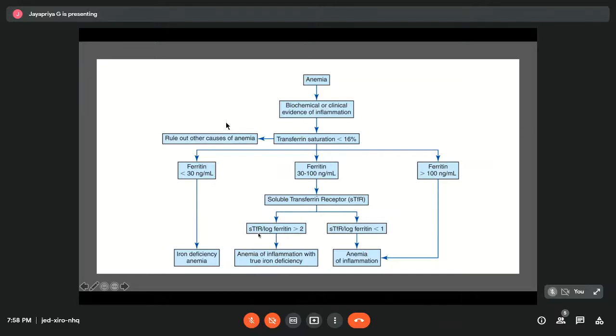In such conditions, this ratio of soluble transferrin receptor to ferritin will help in differentiating iron deficiency from anemia of inflammation. That is, when the ratio is more than 2, it indicates that there is a coexistence of anemia of inflammation with iron deficiency. When the ratio is less than 1, it indicates that it is an anemia of inflammation.